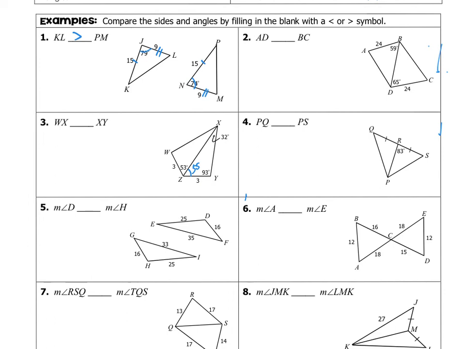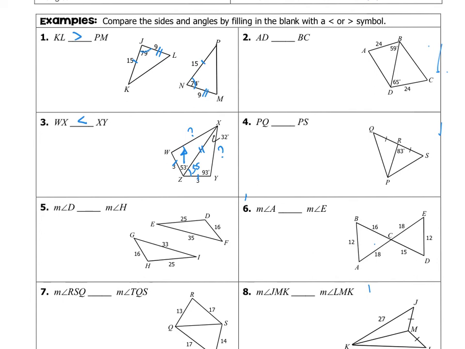And therefore, I'm asked about WX and XY. So in this case, I have one side being congruent. I have a shared side, so that's the second congruent side. And then the included angles are 53 and 55. So WX has to be less than XY because WX is opposite the 53 degrees.